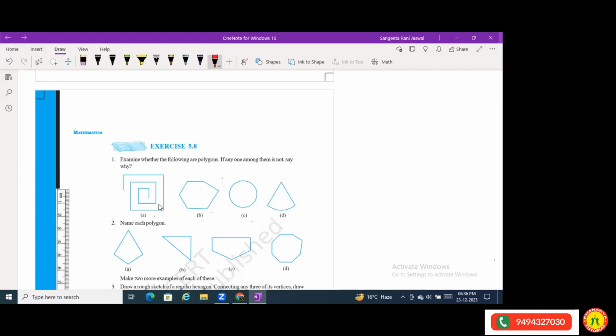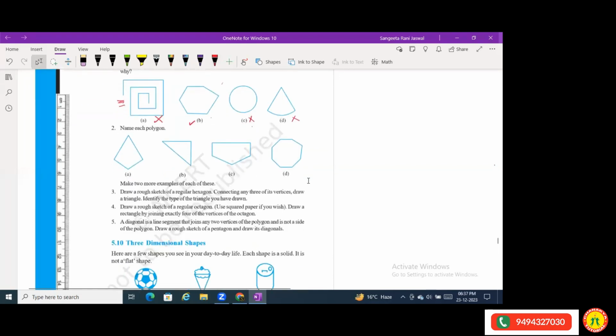See, A is not a closed figure. This is open from here. Yes. Okay, so this is not a polygon. B is a polygon because it is a closed figure and it is made of line segments. Okay, so we can call it a polygon. And since this is a curved figure, this is not a polygon. Here also we have a curve, so this is not a polygon. Right? Yes, ma'am.